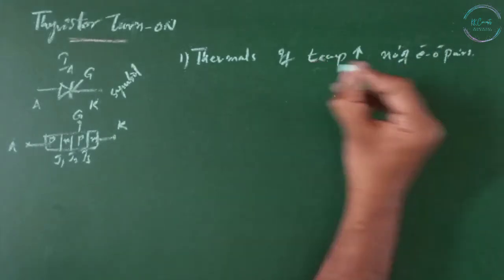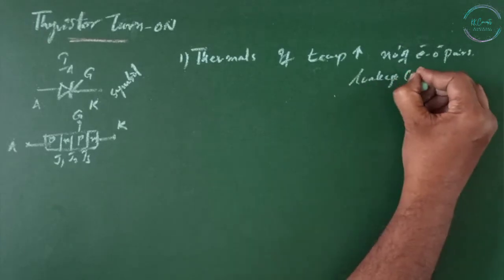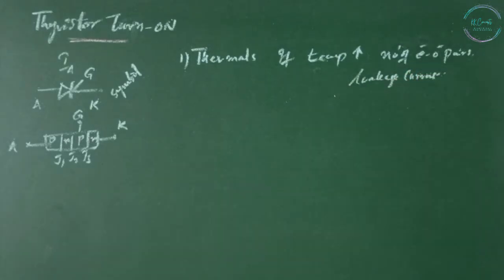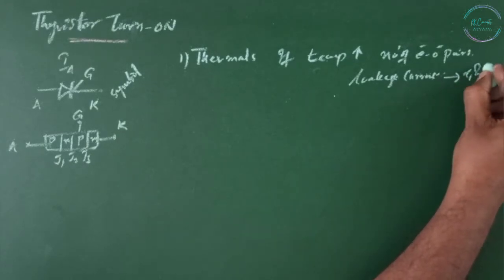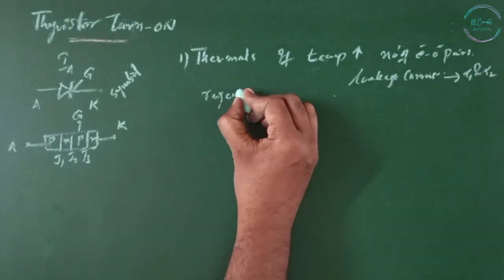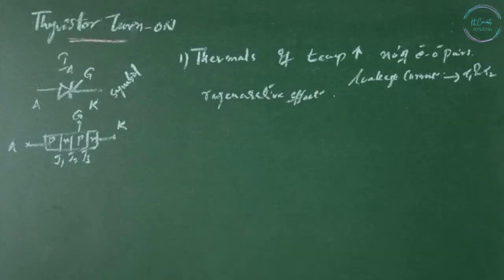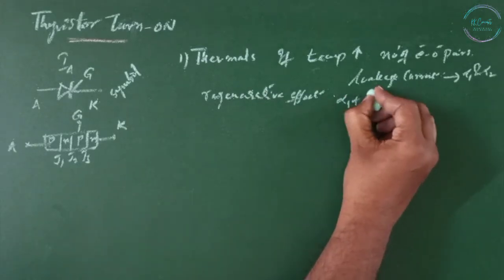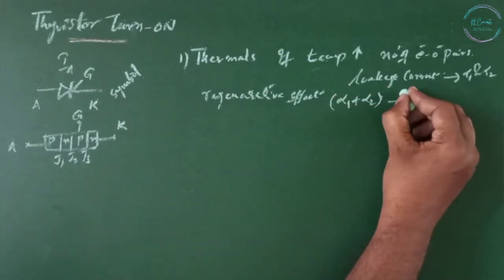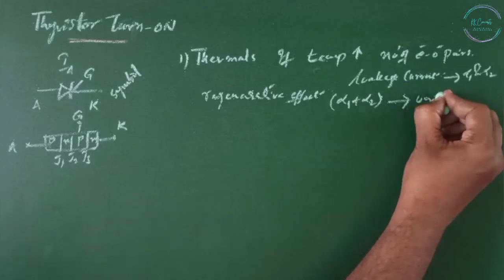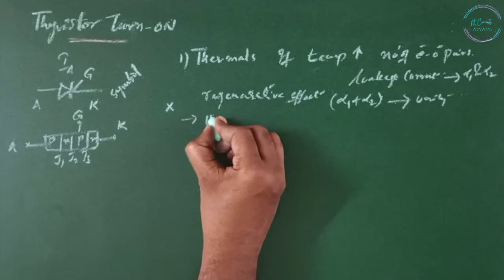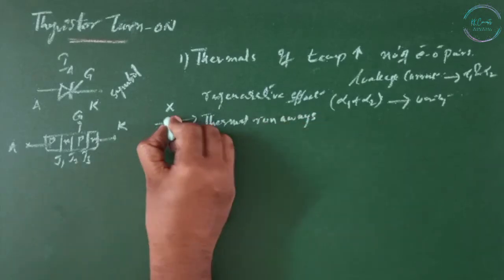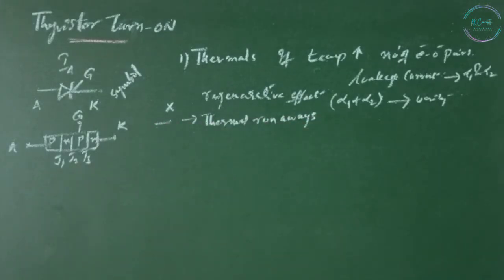This will increase leakage current. The increase in the current would cause alpha 1 and alpha 2 to increase. Due to regenerative effect, alpha 1 plus alpha 2 tends to unity, and the thyristor may be turned on. Disadvantage is thermal runaway. So we avoid this type of turn on mechanism.